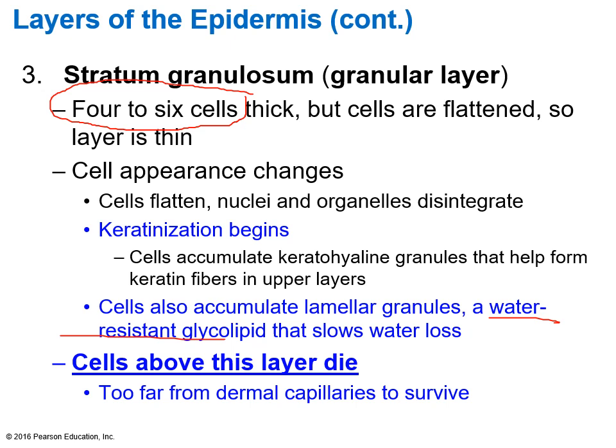So when you look at it under the microscope, the reason that you call it the granulosum or granular layer is because the inside of the cell, the cytoplasmic content, is filled with little granules. It is filled with little fibers. It is filled with pieces of the nuclei and the organelles that are disintegrating and that are being lost within the cell. And the cell continues to flatten.